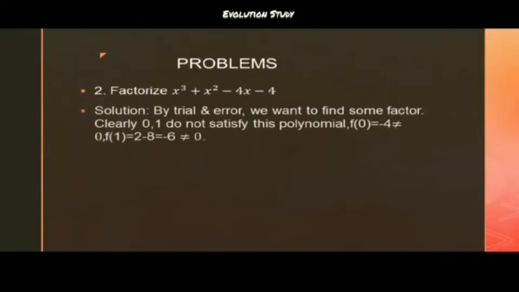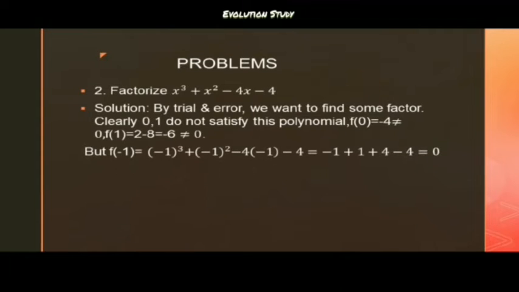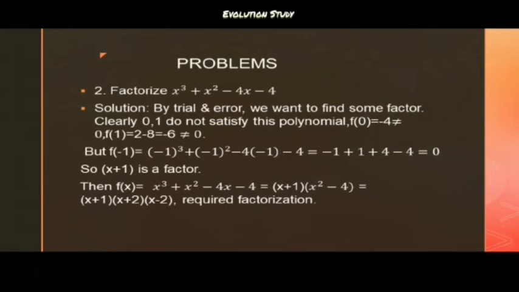Now another problem says factorize x^3 + x^2 - 4x - 4. By the solution, we know that by trial and error, we want to find some factor. Clearly 0 and 1 do not satisfy this polynomial. f(0) = -4, which is not equal to 0, and f(1) = 2 - 8, which is -6, and that is also not equal to 0. But f(-1) = (-1)^3 + (-1)^2 - 4(-1) - 4 = -1 + 1 + 4 - 4 = 0.